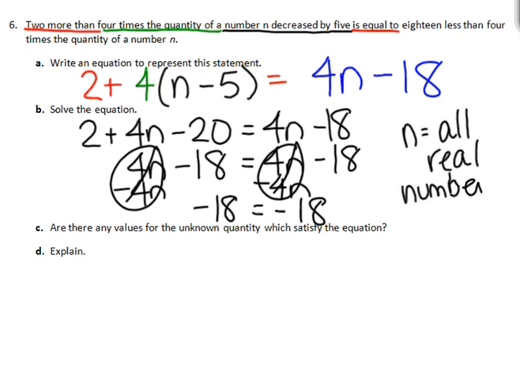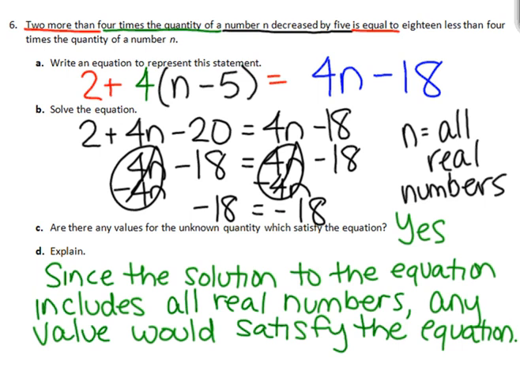And that tells us that any value you could think of, any possible number, could be substituted in place of n, and the equation would still work. And so for part C, we can go ahead and say yes, and then we're going to put that explanation into words. One possible statement you could say: since the solution to the equation includes all real numbers, which we know because we got a true statement in negative 18 equals negative 18, then any value would satisfy the equation.